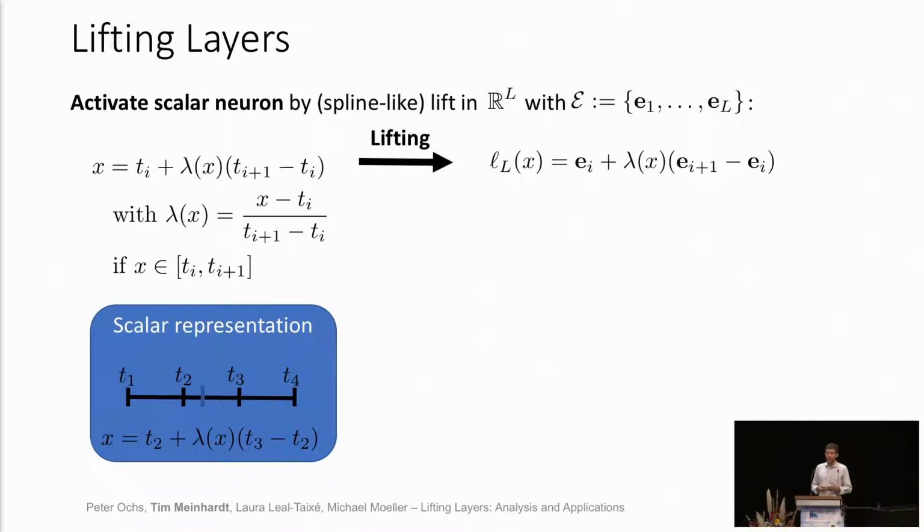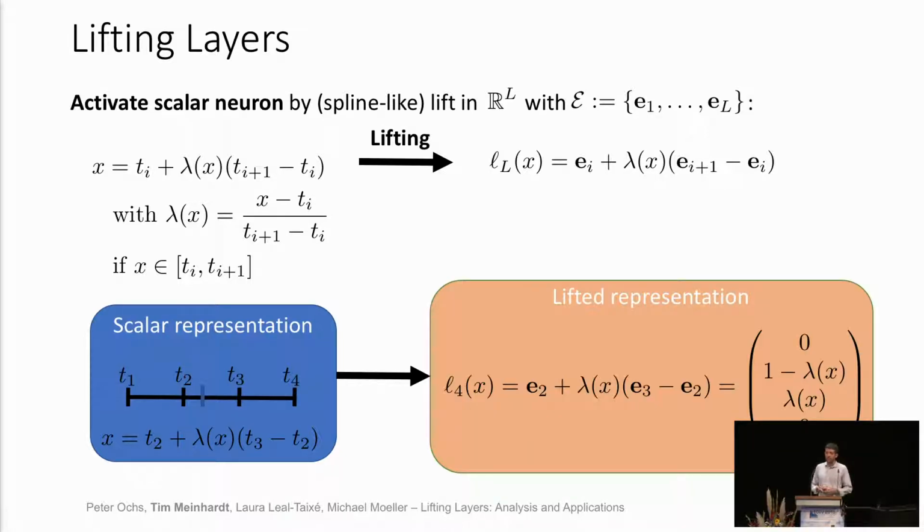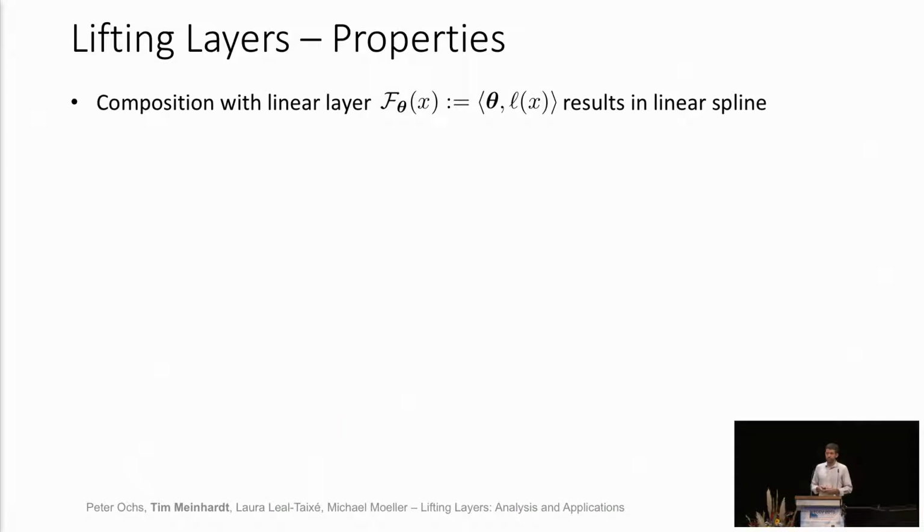So we have our x, which here lies between t2 and t3, and is then a convex combination of the knots t2 and t3 with the lambda coefficient. And we lift this up into a higher dimensional space by replacing the individual knots and then getting a vectorized representation. So this has a lot of advantageous properties.